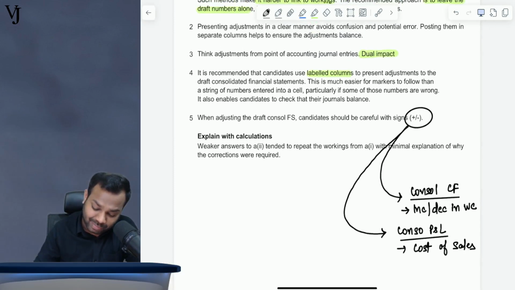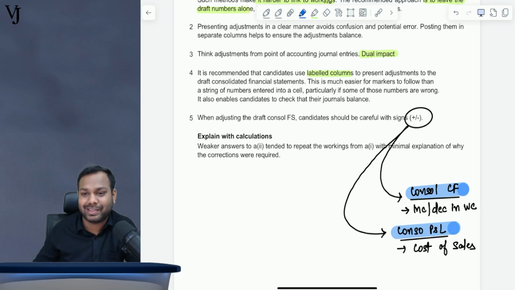Are you agreeing with me? Tell me, guys. We have seen that in the classes, right? So be careful in this part.